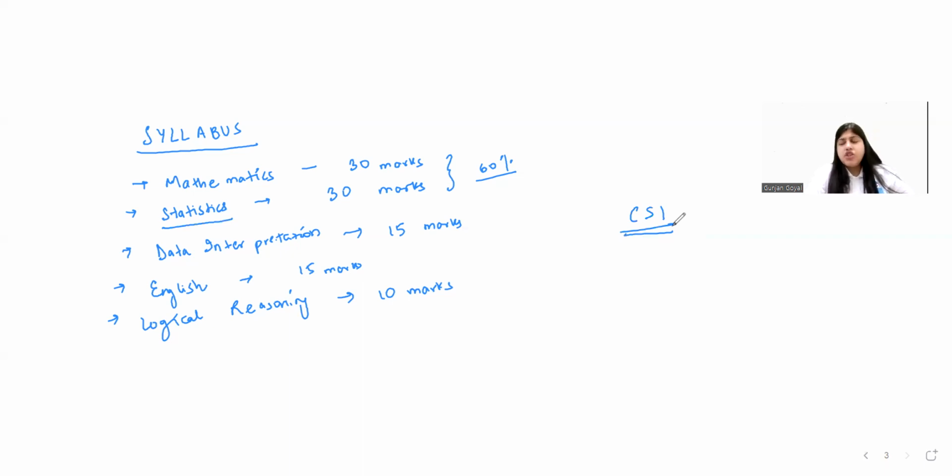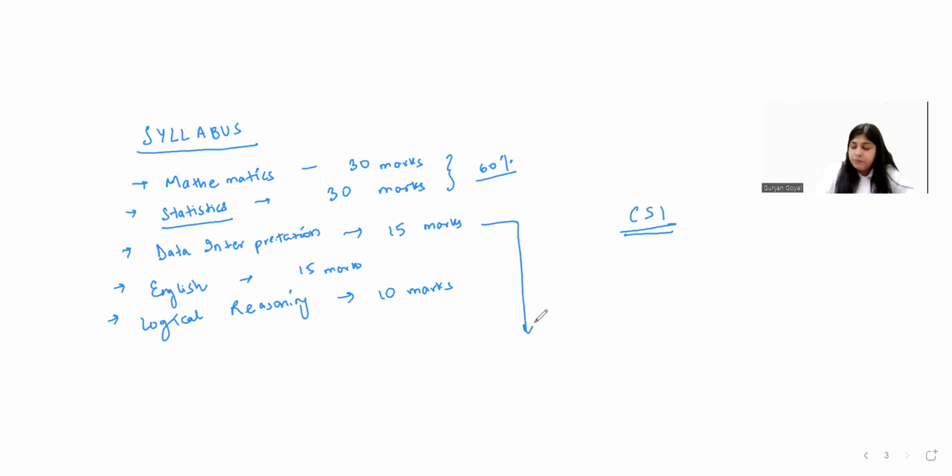Then we have English. English is generally not spoken English. It is vocabulary English, like synonyms, antonyms, sentence making, fill in the blanks. So it's a very easy English. We'll give you a set of synonyms and antonyms to learn, and a set of verbal reasoning to solve. And it will all come from practice. English is majorly practice.